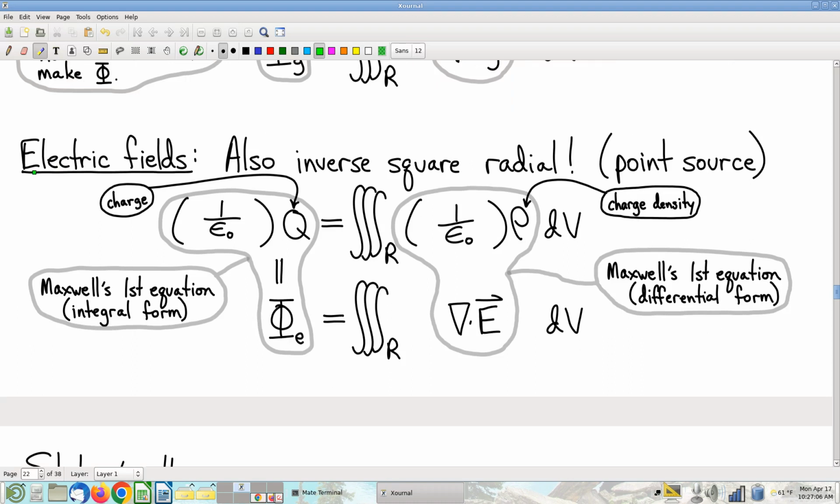Electric fields. Very different, I suppose, at least in a physical sense, from gravitational fields. Here's the wonderful thing, though. They're also inverse square radial when you have a point charge. So structurally, then, they look just like gravitational fields. AKA, they look just like light bulbs, point light sources, point gravitational sources, point electric sources, all structurally the same.